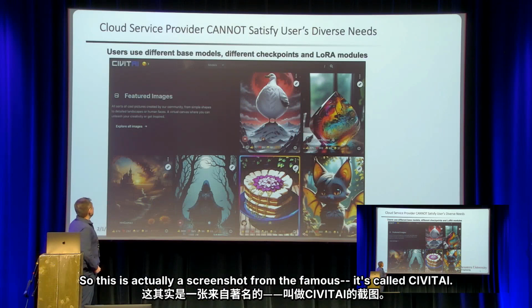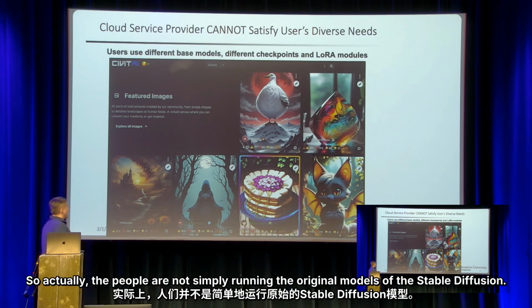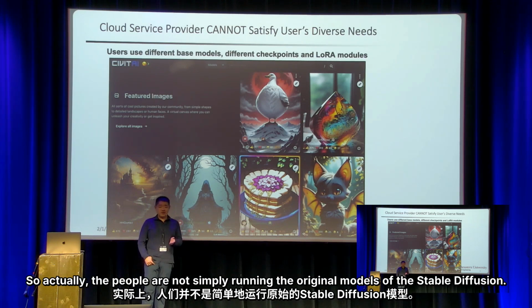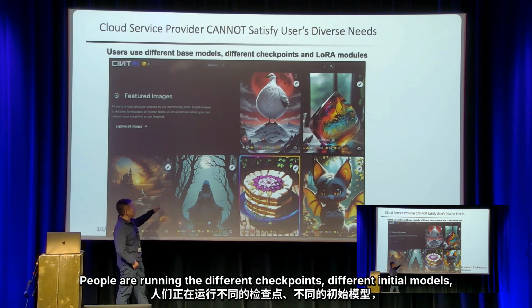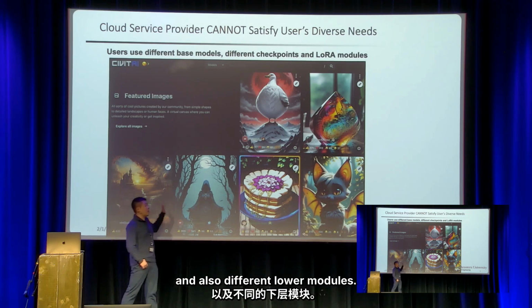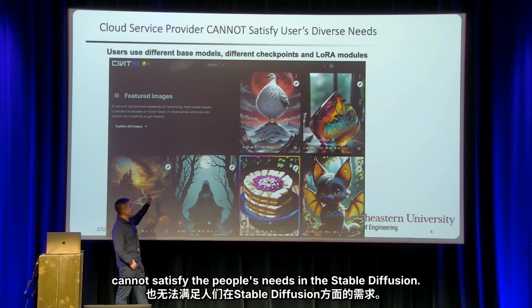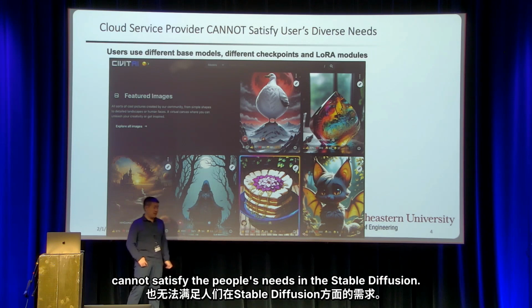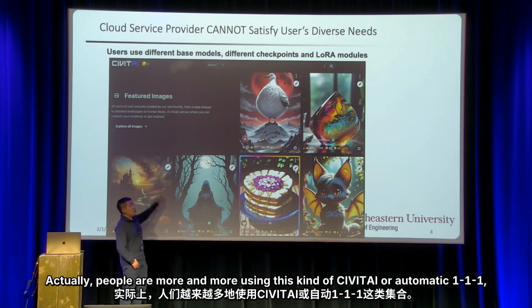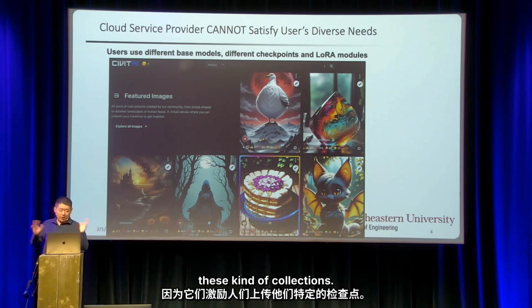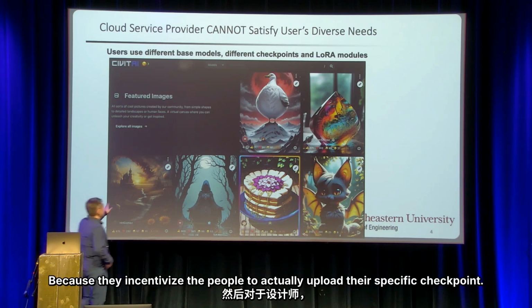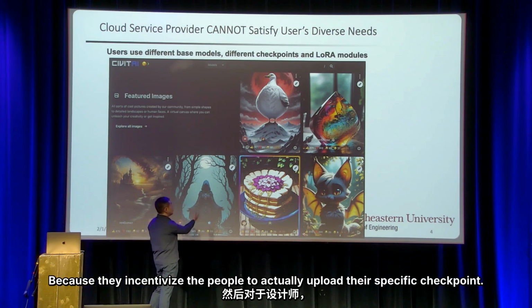This is actually a screenshot from the famous Civitai. So actually, the people are not simply running the original models of Stable Diffusion. People are running different checkpoints, different initial models, and also different LoRA modules. So even GitHub or Hugging Face these days cannot satisfy the people's needs in Stable Diffusion. Actually, people are more and more using Civitai or Automatic1111, this kind of collections, because they incentivize the people to actually upload their specific checkpoint.